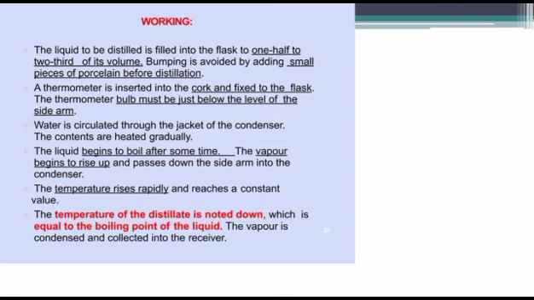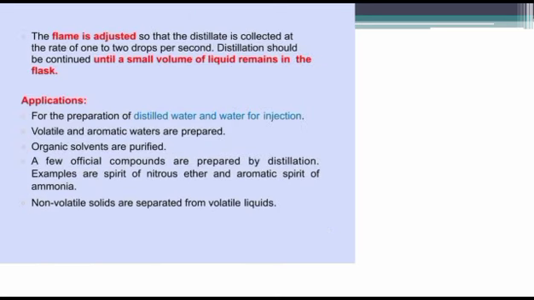The temperature rises rapidly and reaches a constant value. The temperature of the distillate is noted down, which is equal to the boiling point of the liquid. The vapor is condensed and collected in the receiver. The flame is adjusted so the distillate is collected at a rate of 1 to 2 drops per second. Distillation should be continued until a small volume of the liquid remains in the flask.